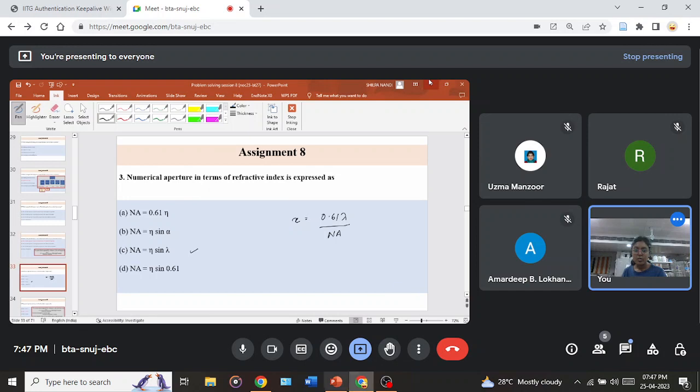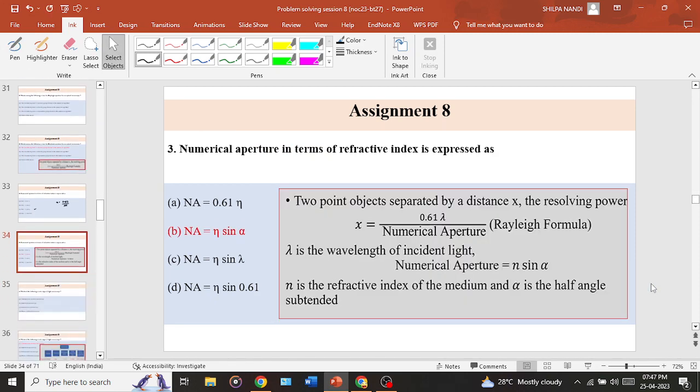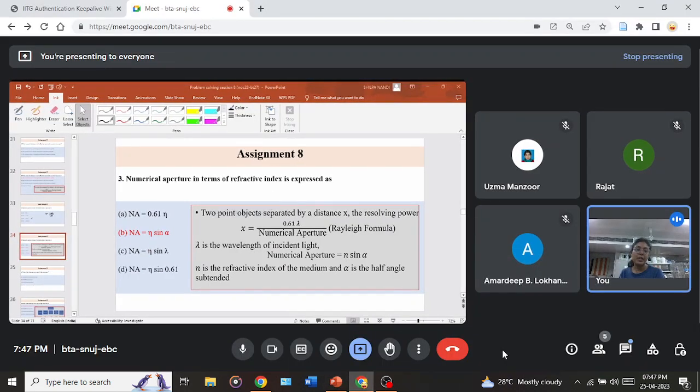Okay, let's see what the answer is. The correct answer will be option B, that is numerical aperture is equal to eta sine alpha. So x is already 0.61 lambda by numerical aperture. So option C, that is NA is equal to eta sine lambda, you can rule it out because numerical aperture cannot be directly proportional to your wavelength. And we are left with A, B and D. So B is your correct answer. You can see numerical aperture is given as eta sine alpha, where eta is the refractive index of the medium and alpha is the half angle subtended.